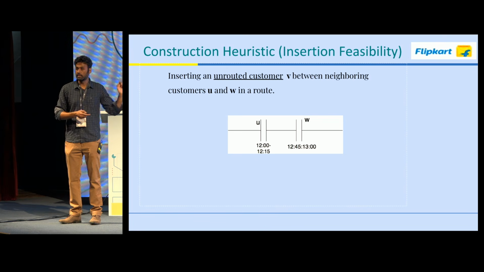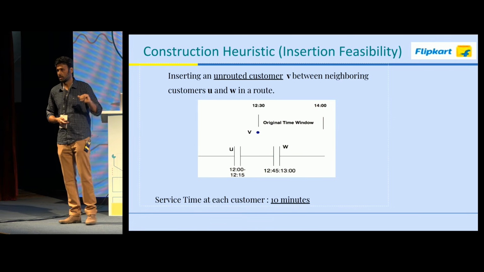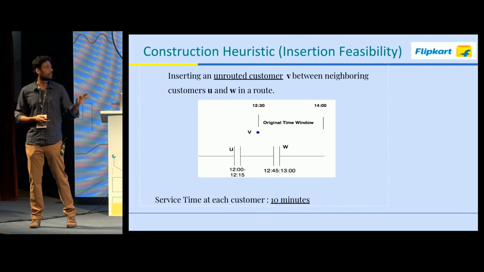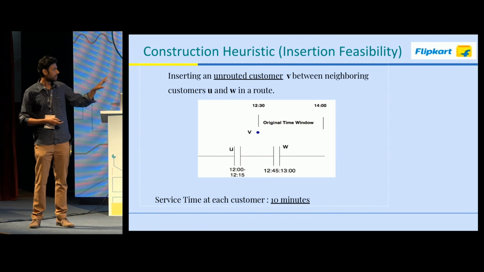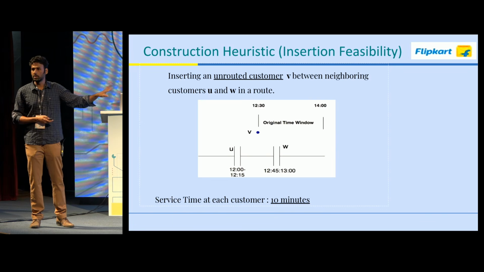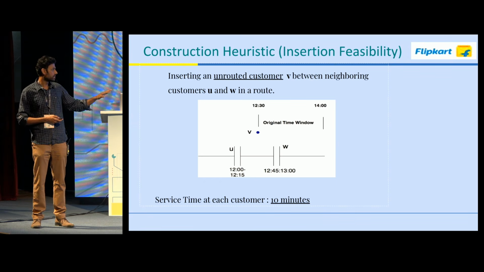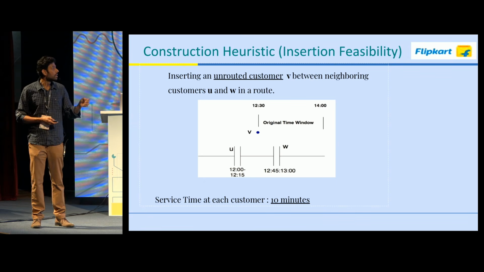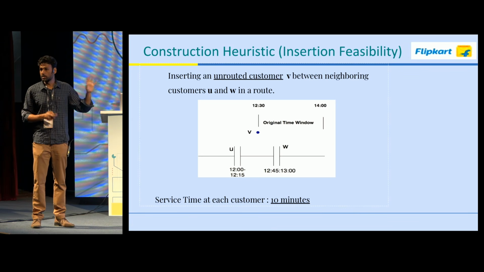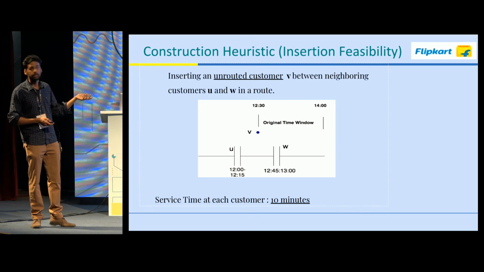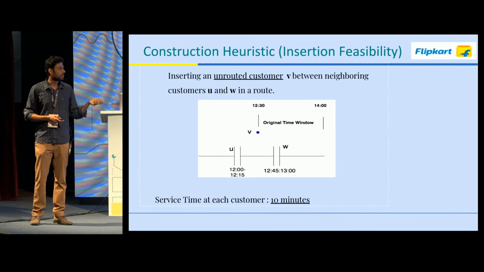And let's say that you're trying to insert a customer V between those two customers, between U and W, which are already on a partial route. Let's say the updated time windows of U and W are 12:00 to 12:15, and 12:45 to 13:00. And let's also say the service time of each customer is 10 minutes. Let's say that V's original time window promised to the customer is between 12:30 and 14:00. Okay, this is the situation.